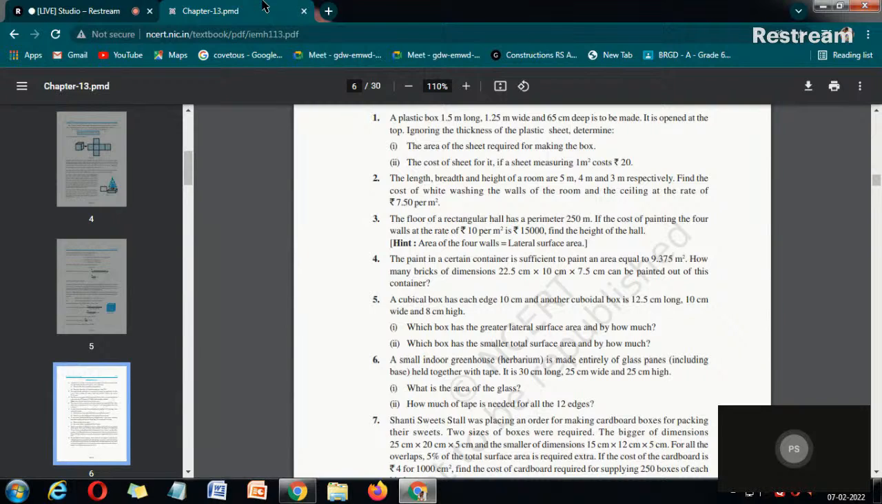So for 250 boxes it will be 250 into 1522.5. Then the answer will be for the big box 3,80,625 centimeter square. For the small box, it is 250 into 661.5. So the answer you will get is 1,65,375.